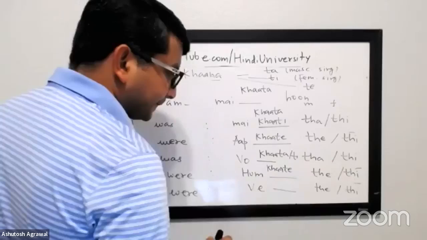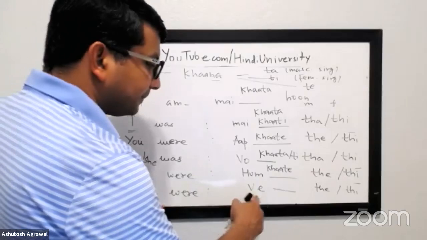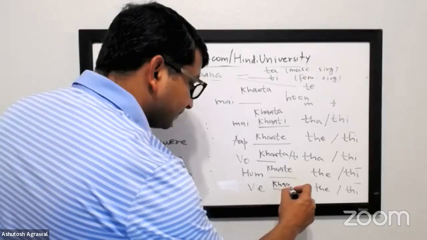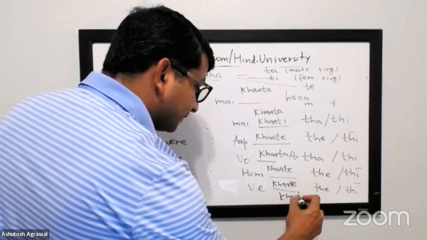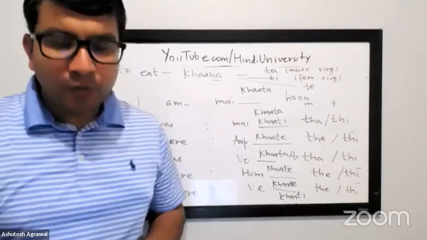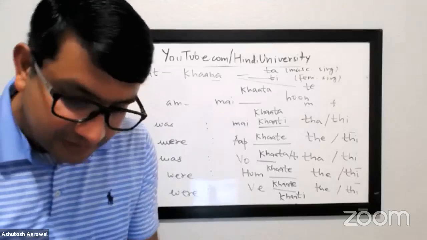Next one. You will do this one also. They. They khate the. Very good. Right. They khate the, or ve khati thi. We'll do more examples if some of you are still wondering what is going on. It doesn't make sense. Don't worry, we'll do a lot more examples.